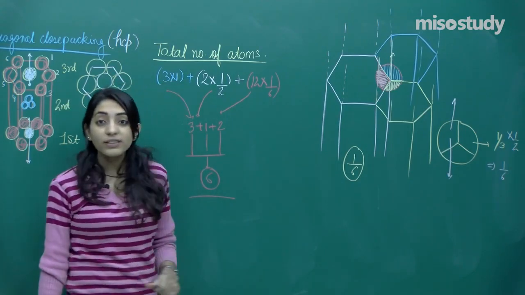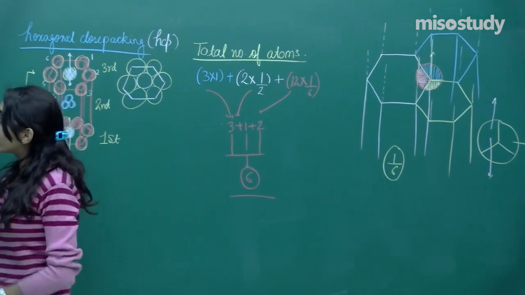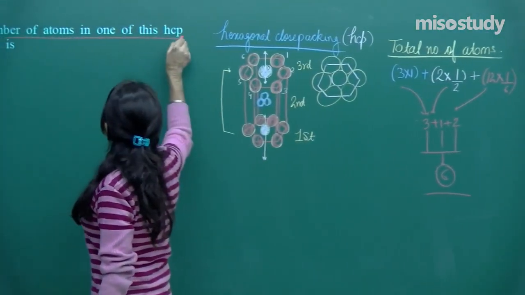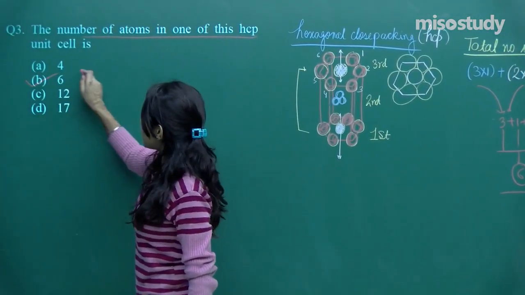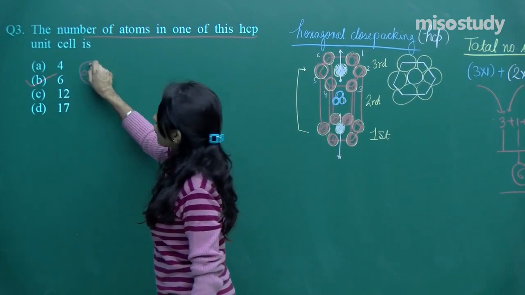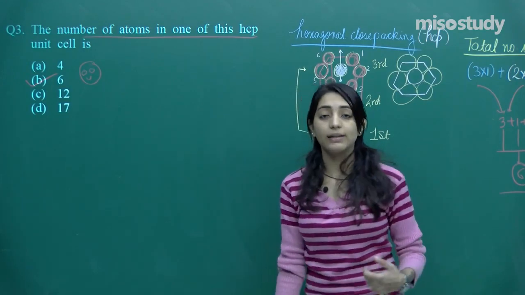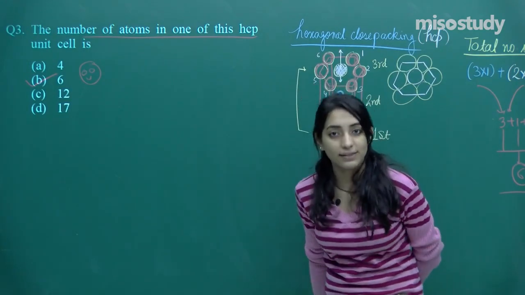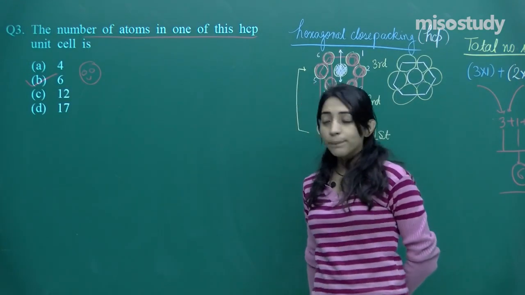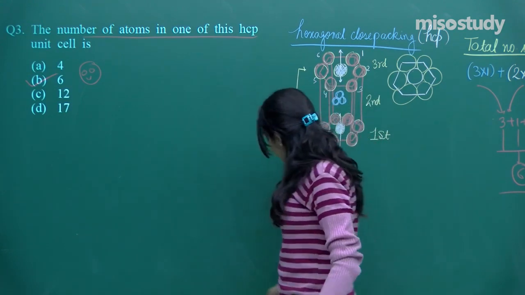That means the third question that we were having, the number of atoms in one HCP unit cell, is 6. So there are not 4, there are 6 atoms which are present per unit cell in the case of hexagonal close packed structure. Okay, so this was one part of the question.